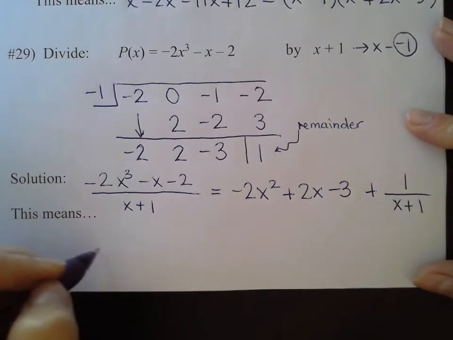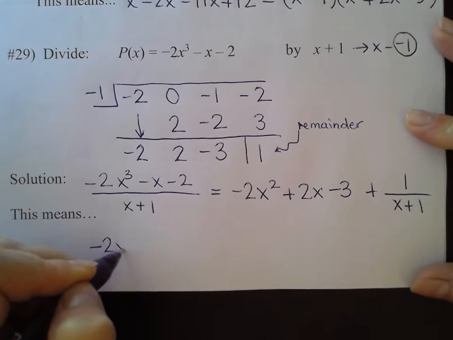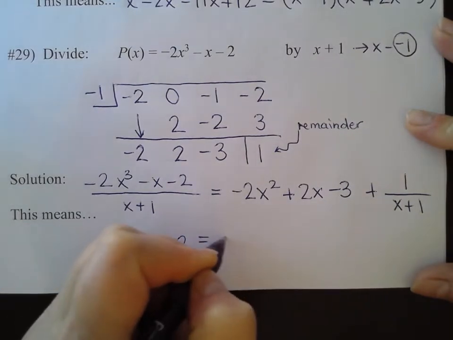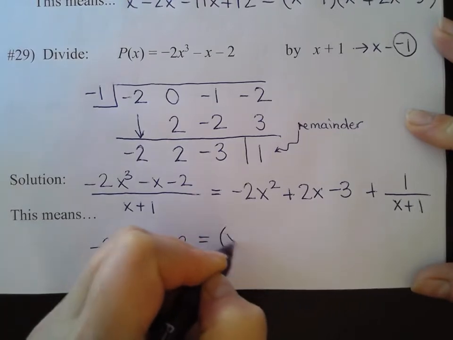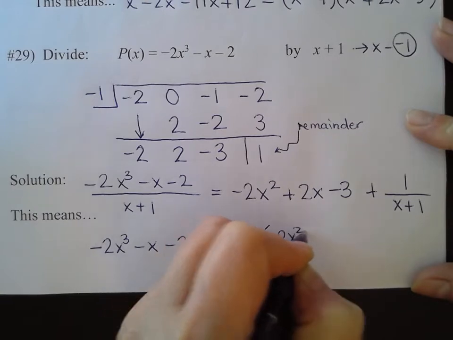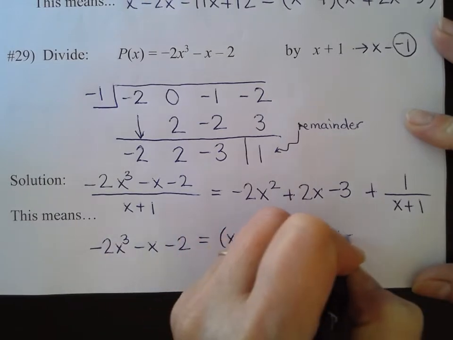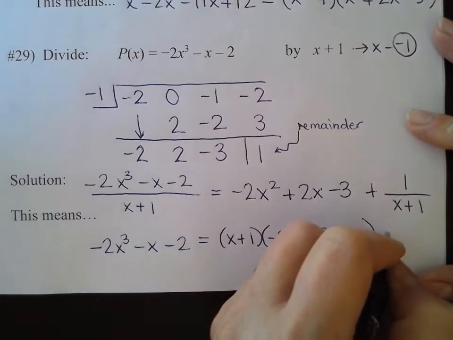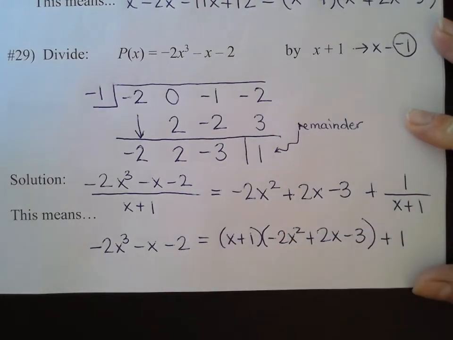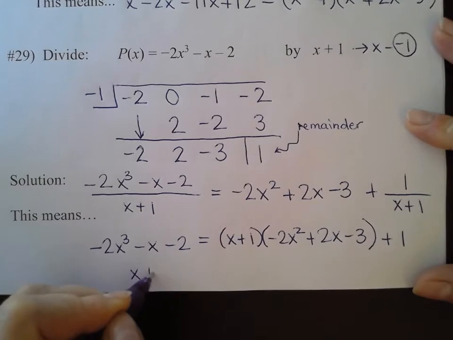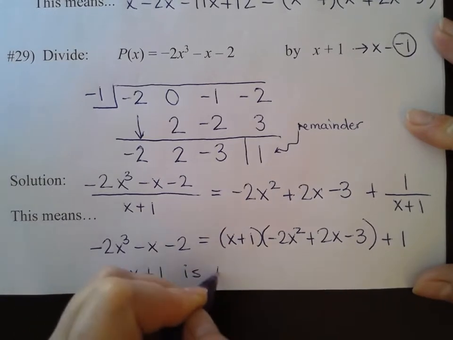I guess you could write it like this. So it would be factorable, except we had that 1 left over. So if we multiply these two things, we almost get there, and then we have to add the remainder. That's another way you can represent this. Because of the remainder, x plus 1 is not a factor.